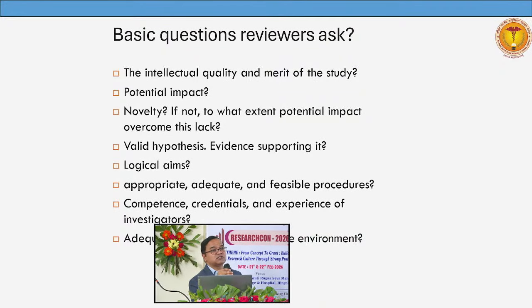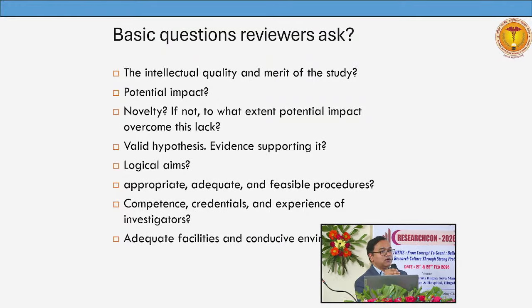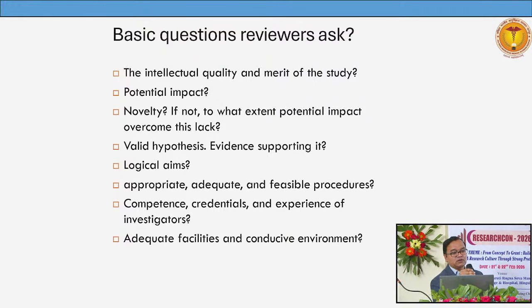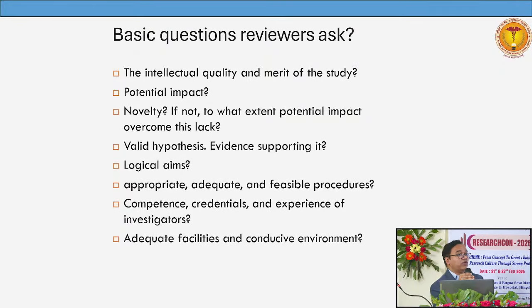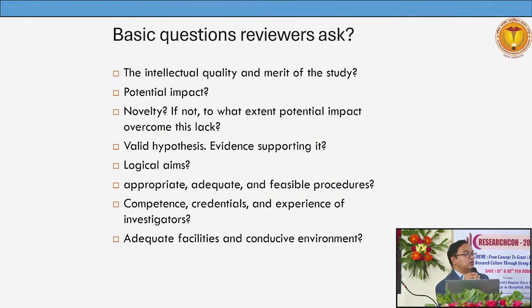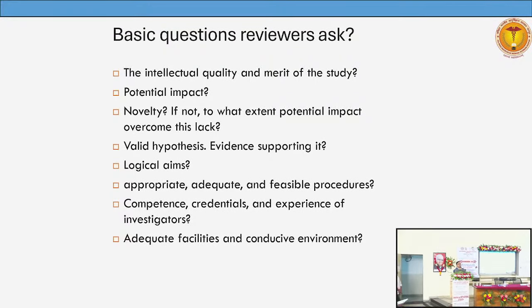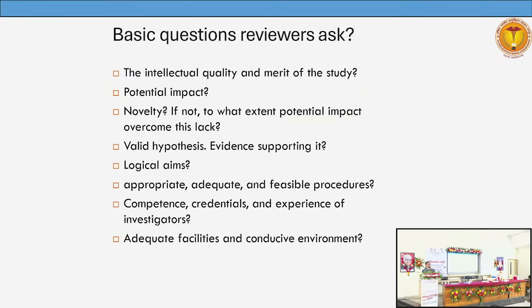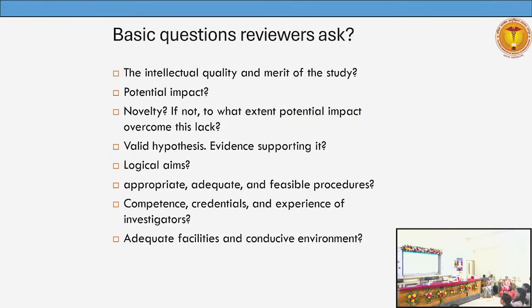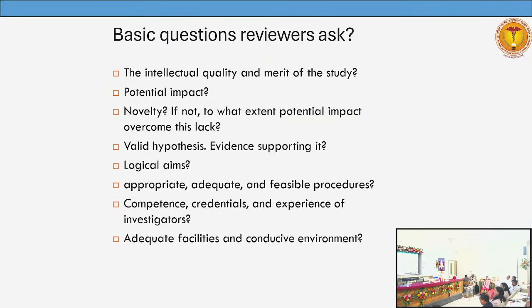This is from the funders' perspective. What do funders look at in your research question? They look at the intellectual quality and merit of the question, whether this question is really worth funding. That's one. Second, if the answer to this is found, is this going to have some potential impact in practice, in clinical practice, in management of patients or any other aspect? Third, is this novel? So this we have discussed for funding.